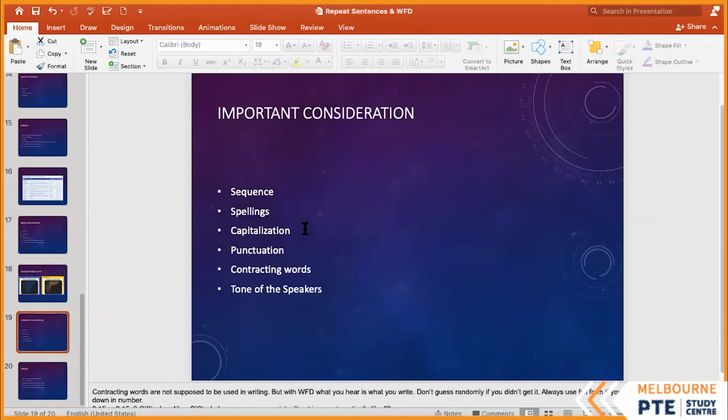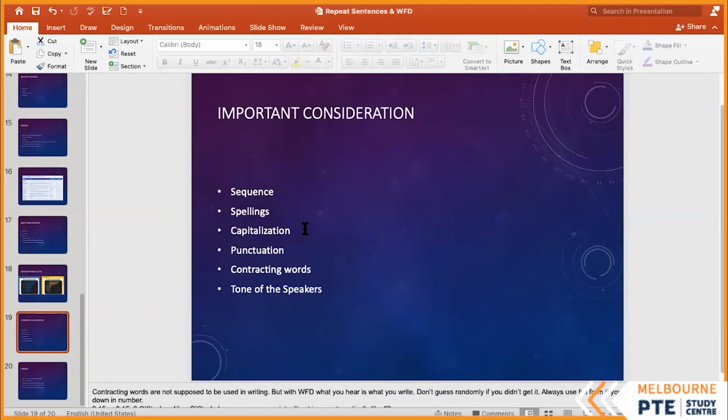What is capitalization? Capitalizing the first letter, uppercase. The first letter, or any proper noun. Yeah, proper name. So remember, a proper noun needs to be capitalized as well. It's not just the first letter, it also has to be a proper noun. Any name, any place like a country or city, those need to be capitalized.